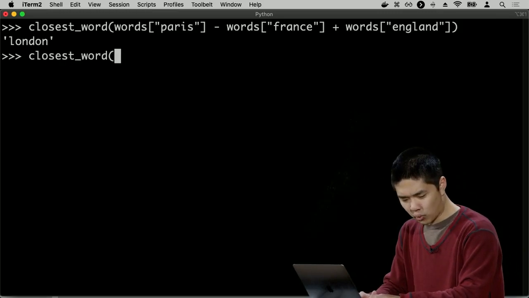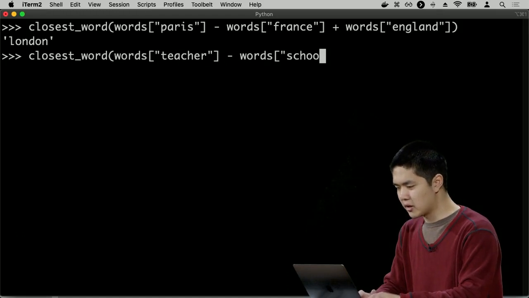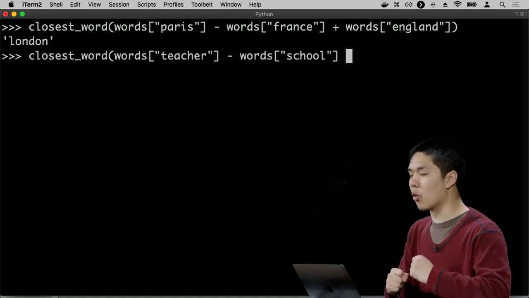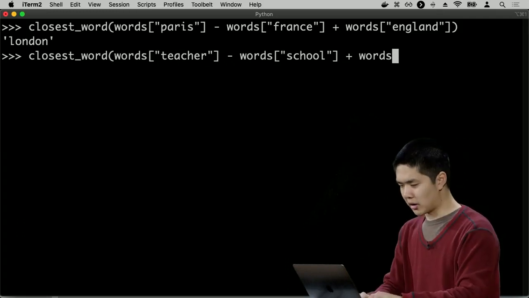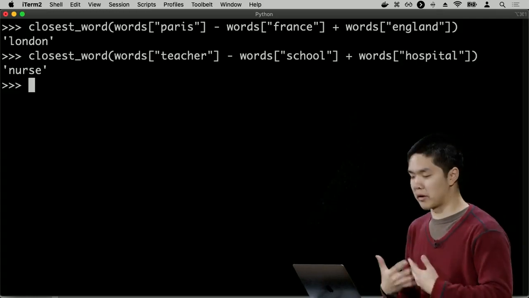I can say, you know what, let's take the vector representation for teacher, and let me subtract the vector representation of school. So what I'm left with is what takes us from school to teacher. Apply that vector to a word like hospital, and see what is the closest word to that. Turns out the closest word is nurse.